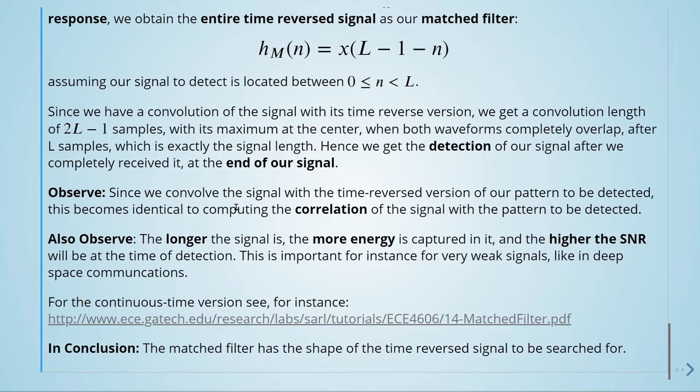So observe that since we convolve the signal with the time reversed version of our pattern to be detected, this becomes identical to computing the correlation of the signal with the pattern to be detected.